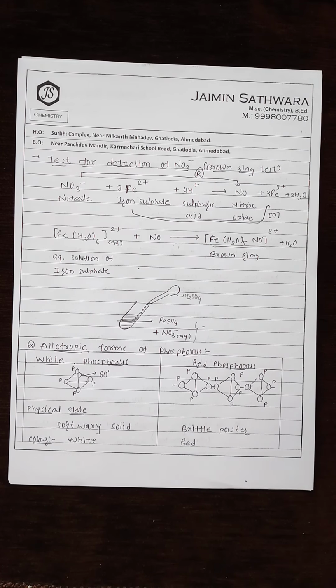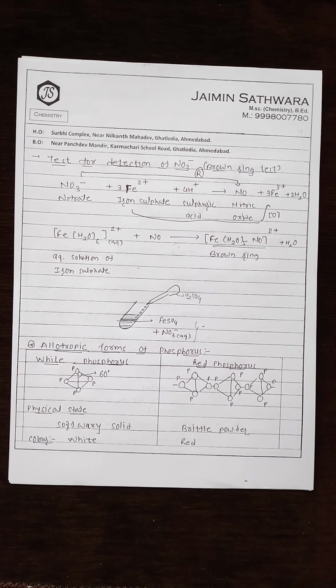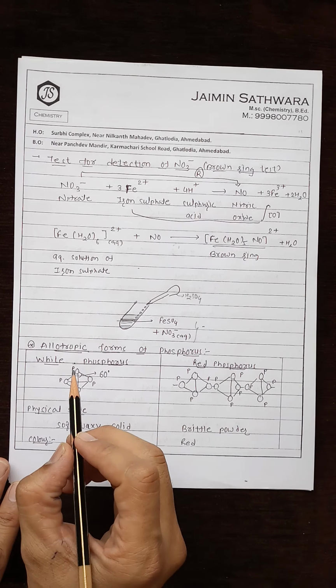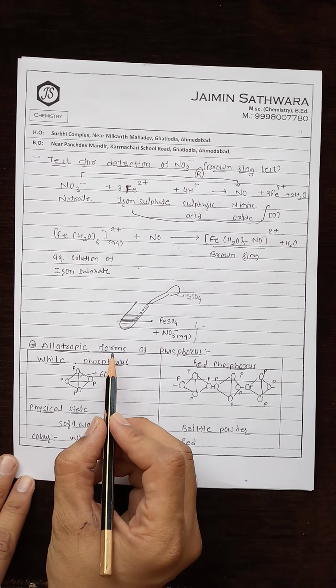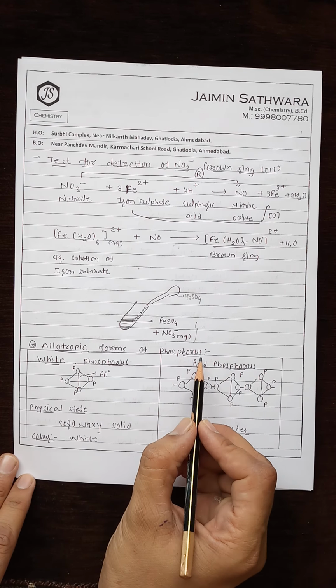In the last lecture we studied the different types of compounds formed from nitrogen, like ammonia and nitric acid, and we also studied the properties, uses and preparations of ammonia and nitric acid. Now in this lecture we will study the allotropic forms of phosphorus.